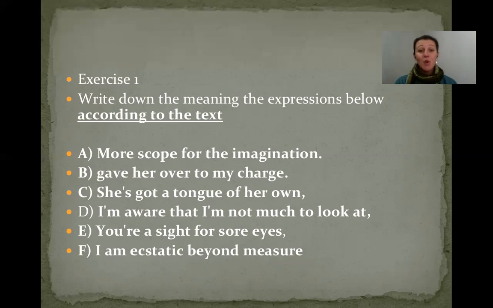Number 1, more scope for the imagination. Letter B, give her over to my charge. Gave her over to my charge. She's got a tongue of her own. I love this one. I'm aware that I'm not much to look at. You are a sight for the sore eyes. I am ecstatic beyond measure. Okay? A, B, C, D, E, and F. Copy the sentences, ok? Copiem essas sentences, essas expressions, na verdade, e de acordo com o texto, o que elas significam. This is the exercise, ok?